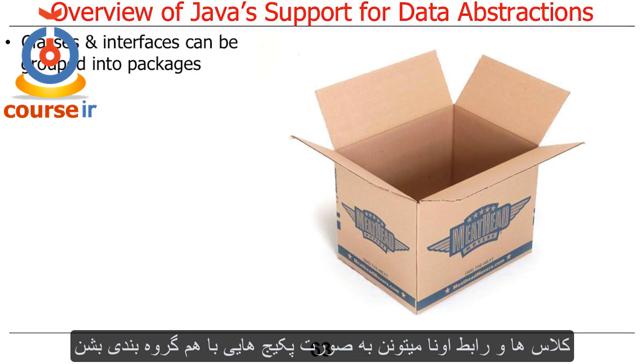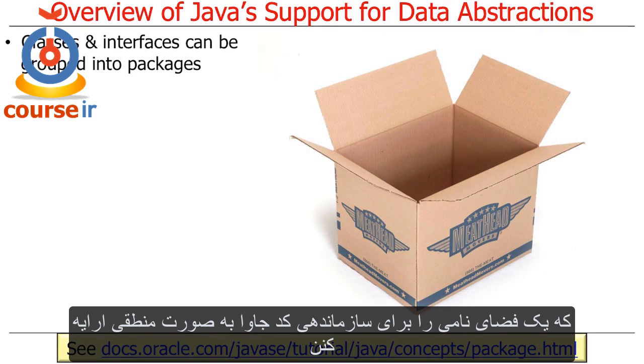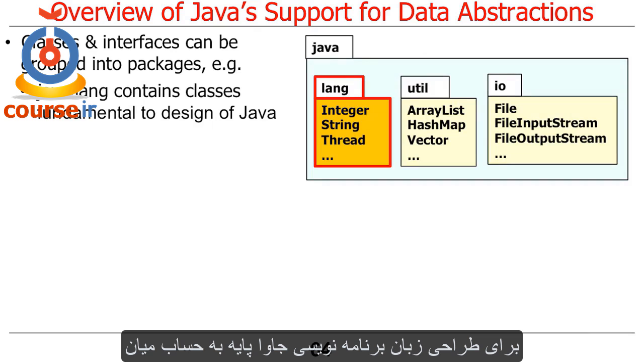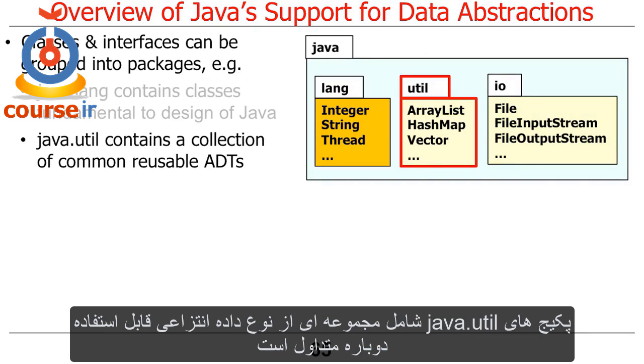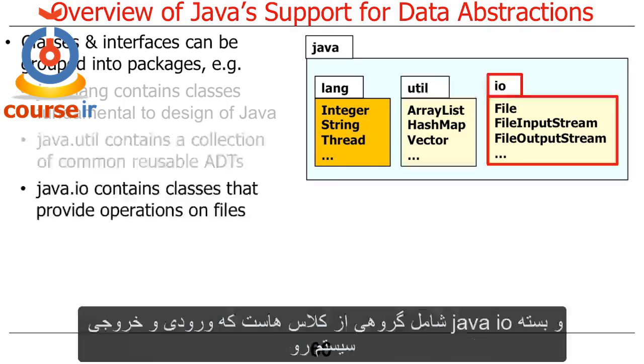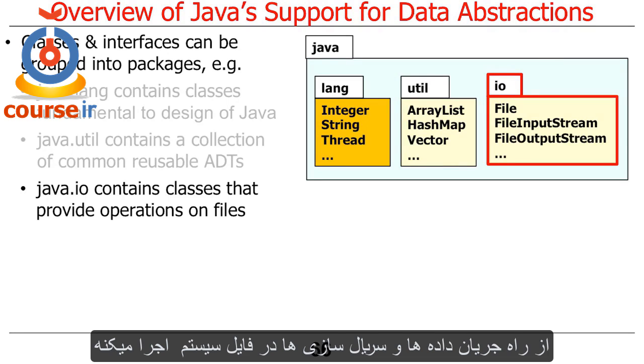Classes and interfaces can be grouped together into packages, which provide a namespace for organizing Java code in a logical manner. For example, the java.lang package contains classes that are fundamental to the design of the Java programming language. The java.util package contains a collection of common reusable ADTs, such as ArrayList, HashMap, and Vector. And the java.io package contains a group of classes that perform system input and output via data streams, serialization, and the file system.